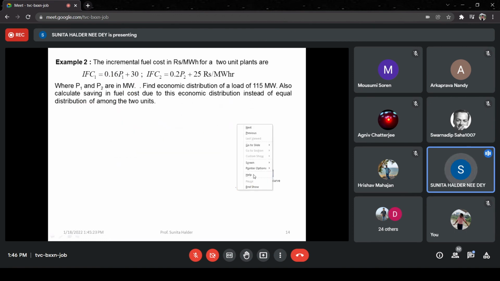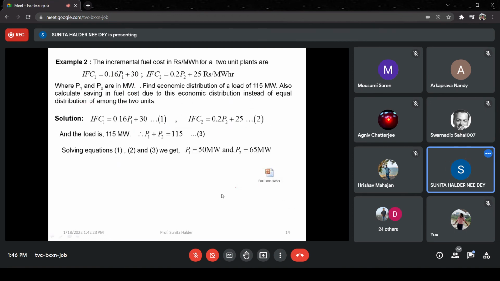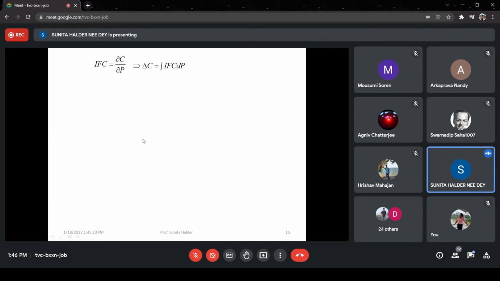So in that case, what we want to know is, due to this equal distribution of load versus economic distribution of load, is there any saving in fuel? For economic distribution there will be saving in fuel. From the incremental fuel cost we can get the change in fuel cost. Actually we need the change in fuel cost, not the actual fuel cost, because we want to know the saving in fuel.